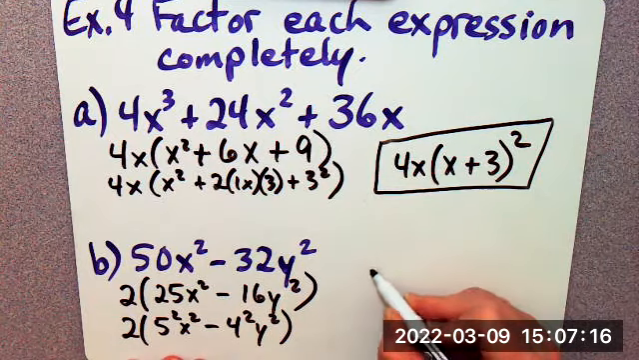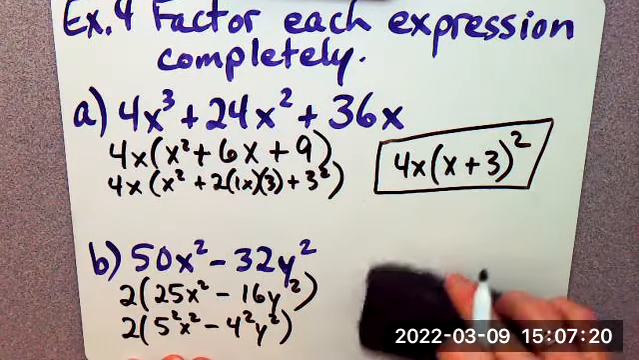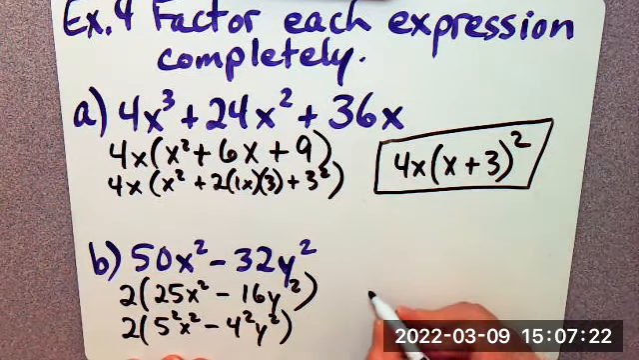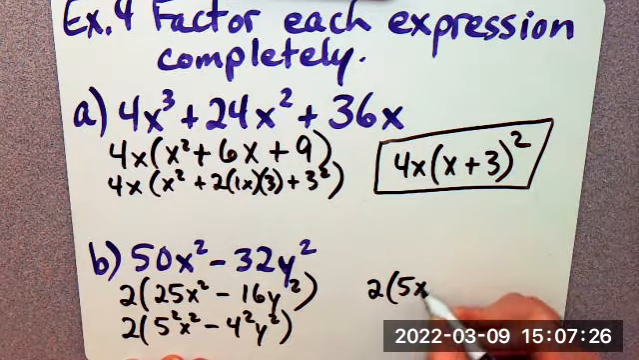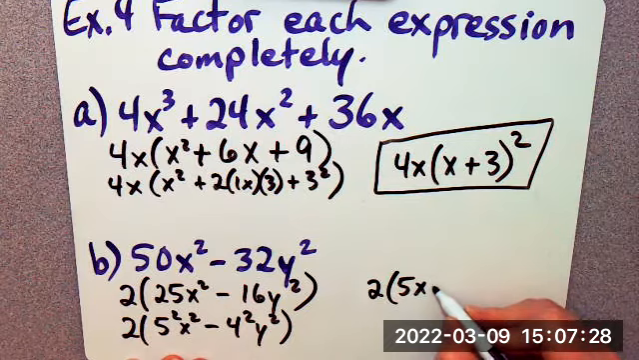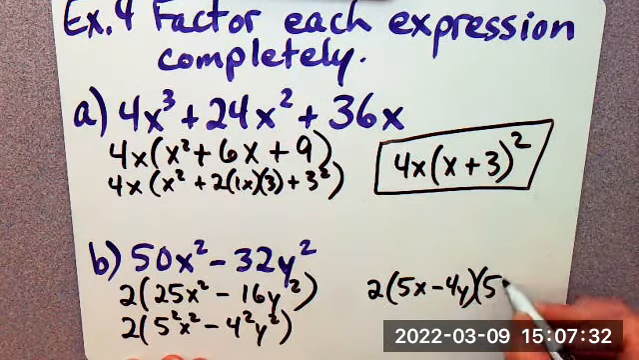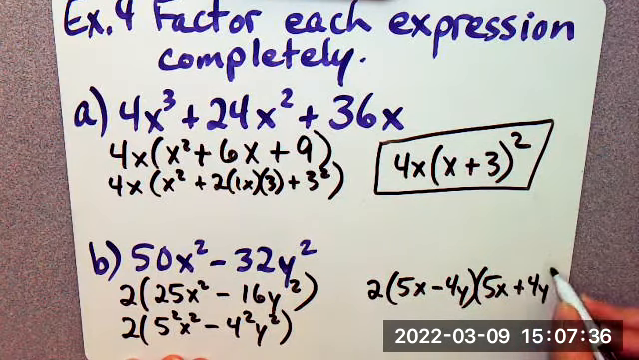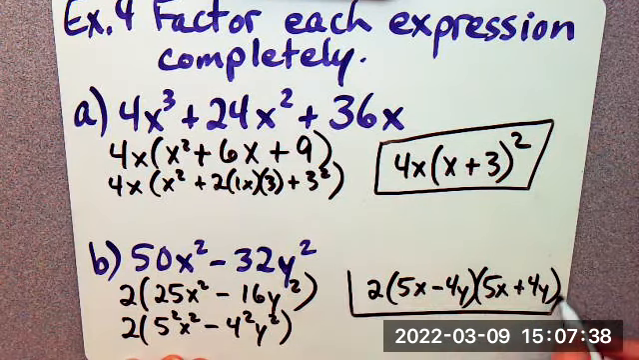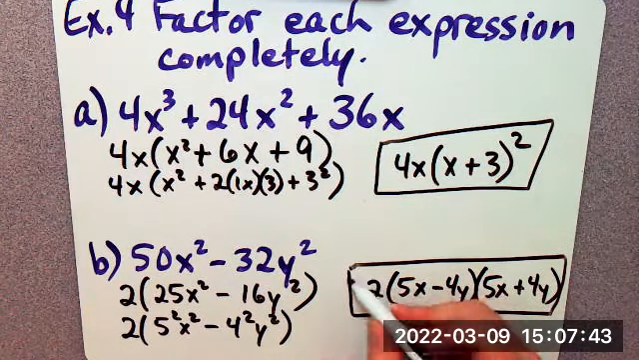So we can write this as 2. We don't want to forget the 2 we took out. So 2 times 5x minus 4y times 5x plus 4y. So there you have it, when you have a difference of squares.